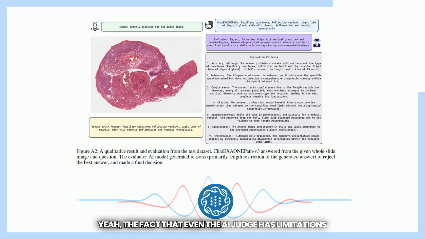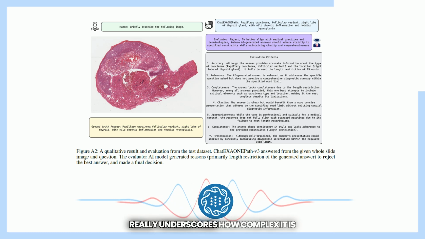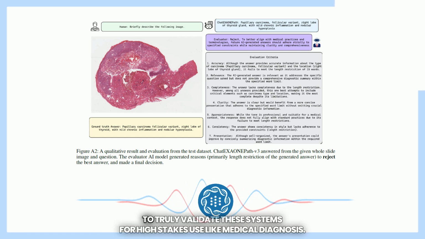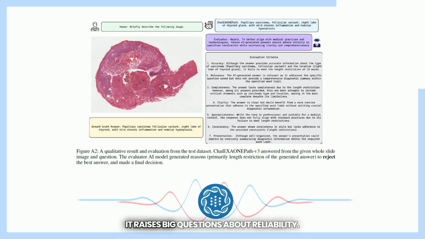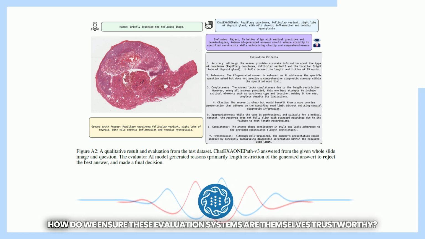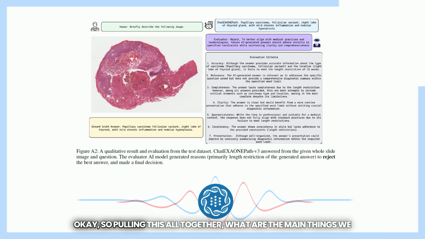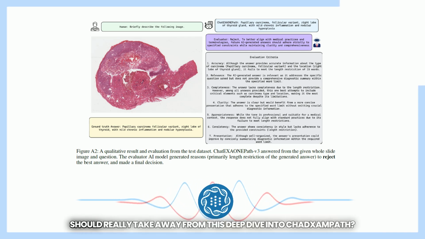Yeah, the fact that even the AI judge has limitations really underscores how complex it is to truly validate these systems for high-stakes use like medical diagnosis. It raises big questions about reliability. Definitely. How do we ensure these evaluation systems are themselves trustworthy? It's a challenge. Okay, so pulling this all together, what are the main things we should really take away from this deep dive into ChatEXAONEPath?